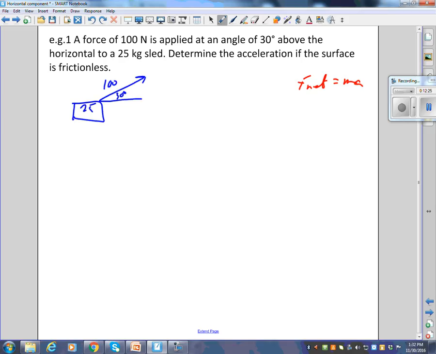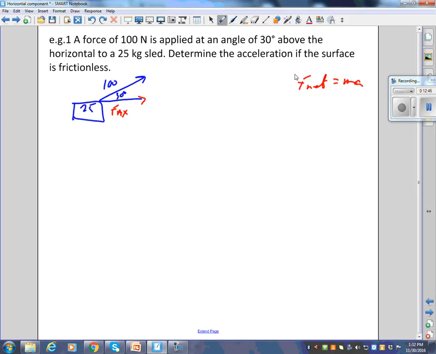And what is the net force horizontally? What's the only force that's horizontal? Well, that's the FAX, the X component of the applied force, right? So that is our net force, so we have to find FAX first.